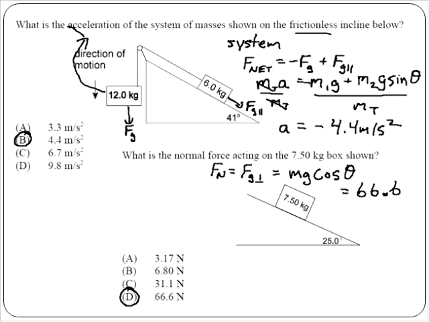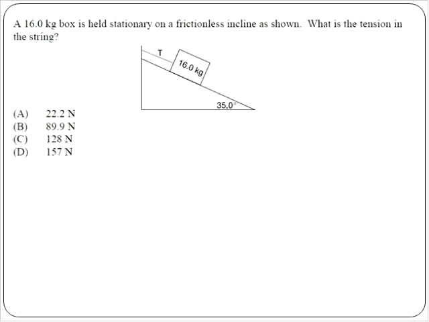But that's why that works, because normal force, when an object is on a ramp, is always equal to Fg perpendicular. Always equal to Fg perpendicular. No exceptions. Let's try this one. Same type of situation.